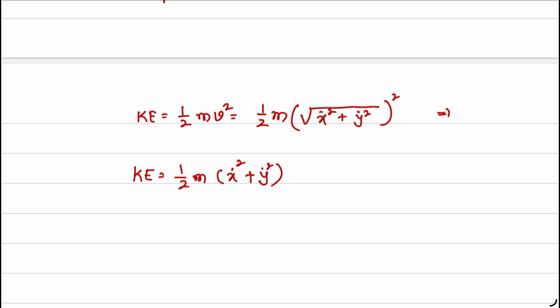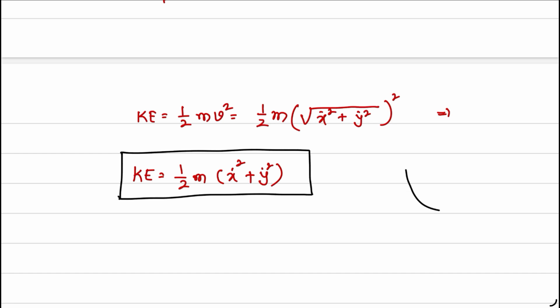If x and y are defined separately in a plane, then we will get x dot square and y dot square. The movement is in a plane. It is not on a line. It is not a linear movement. It is a two-dimensional motion, because it is like this. The bead is moving this way, so it is two-dimensional. It will have velocity in both the directions. Hence, kinetic energy is equal to half m into x dot square plus y dot square.